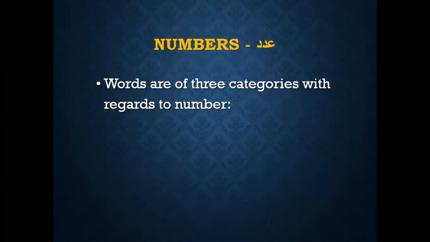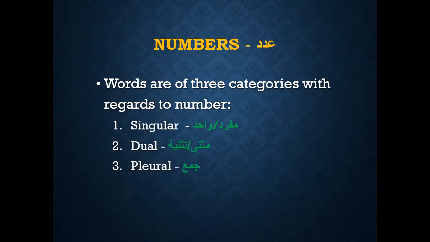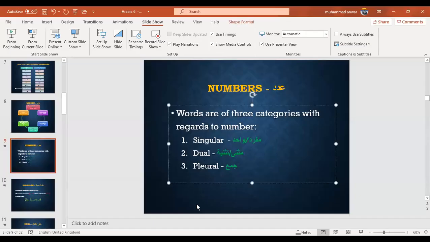Then number. In Arabic, we have three categories. You have singular, you have dual, and plural. One, singular, wahid, mufrad, and then dual, muthanna or tathniya, and then plural being jama. Okay, so you have jama as well.